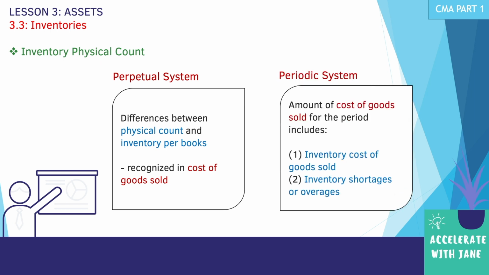So under the perpetual inventory system, the difference between the physical count and the inventory per books, we recognize this as part of the cost of goods sold. On the other hand, under the periodic system, the amount of cost of goods sold for the period includes, first, the inventory cost of goods sold, and second, the inventory shortages or overages.